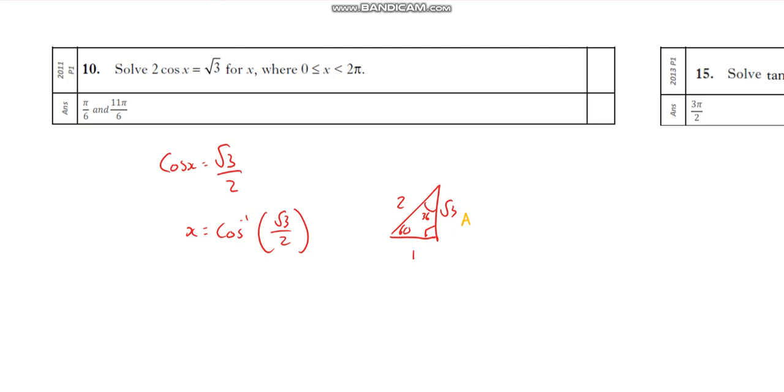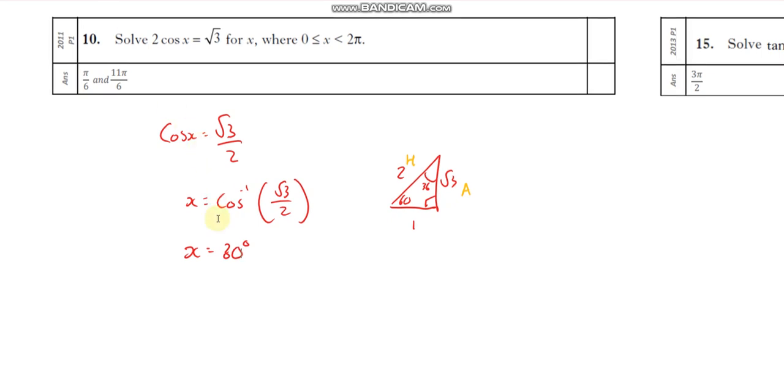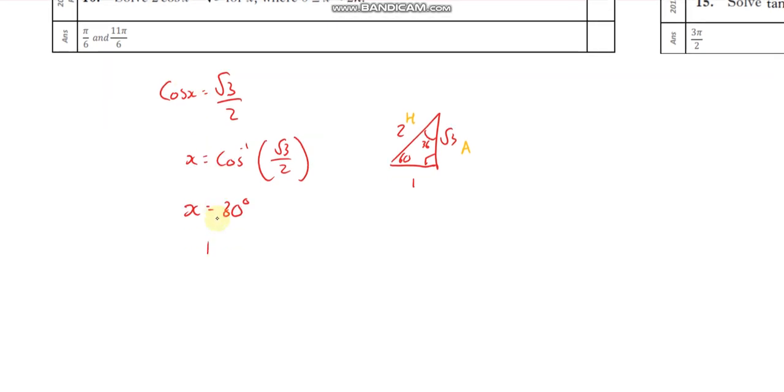Adjacent over hypotenuse. So if that's the adjacent and that's the hypotenuse, then this has to be 30 degrees. So I've got x is equal to 30 degrees. And then I'm saying, okay, where else? So there's another solution to that, isn't there? If you look at my graph, yep, at that value, that's my 30 degrees in there. But look, there's another value over here that also solves the equation.